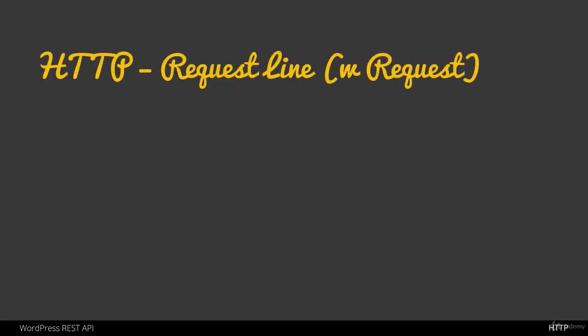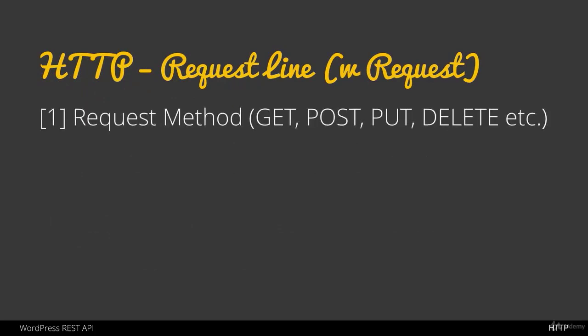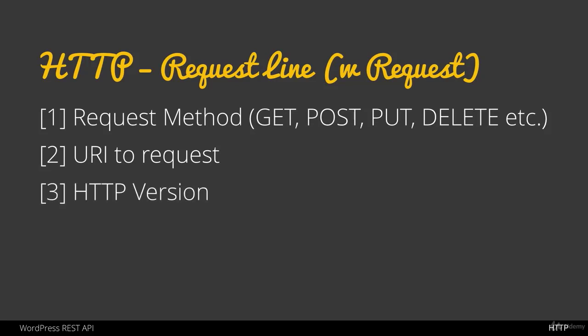So to start with our request, what is sent is called a request line, and this includes the method, so GET, POST, PUT, DELETE, etc., what we want to do, and then the URI or URL that we want to make that request to, and we'll learn about all the URLs that are possible with WordPress later on. Finally, it includes the HTTP version, and at the end of this video we'll talk about the history and the different versions of HTTP.